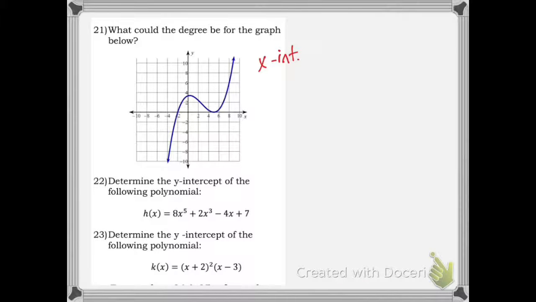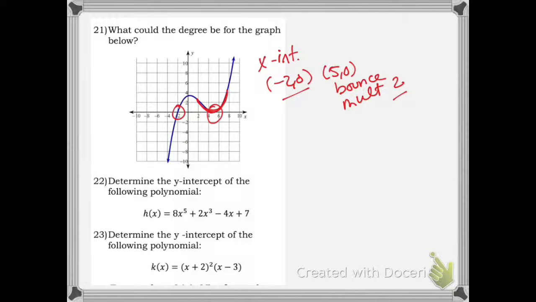X-intercepts. There you go. So I've got a -2, 0. And I have a 5, 0 that has a bounce. You see the bounce right there. So that means that has a multiplicity of 2.